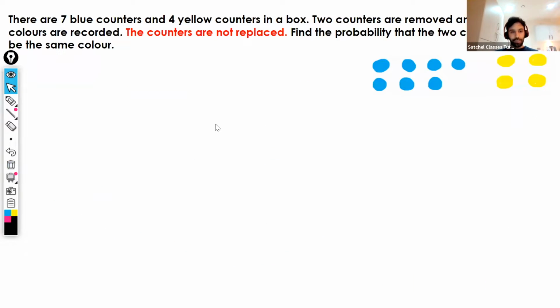And moving on. So over here, this is where the counters are not replaced. So let's have a go at this question. It says there are 7 blue counters and 4 yellow counters in a box. 2 counters are removed and their colors are recorded. The counters are not replaced. Find the probability that the 2 counters will be the same color.